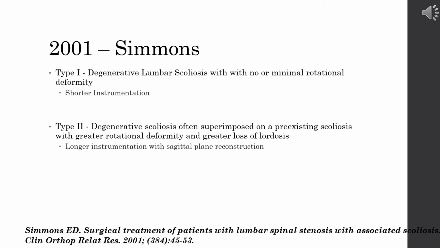Type 1 deformities are degenerative lumbar scoliosis with no or minimal rotational deformity, while Type 2 deformities are degenerative scoliosis often superimposed on a pre-existing scoliosis with greater rotational deformity and greater loss of lordosis. He then concluded that instrumentation and correction techniques differ for these 2 types of deformities. Shorter instrumentation procedures are usually considered for Type 1 deformities, while longer instrumentation with sagittal plane correction is necessary for Type 2 deformities.